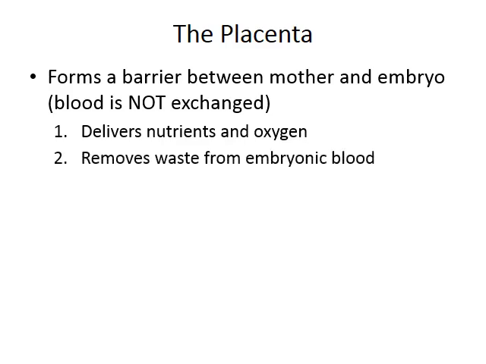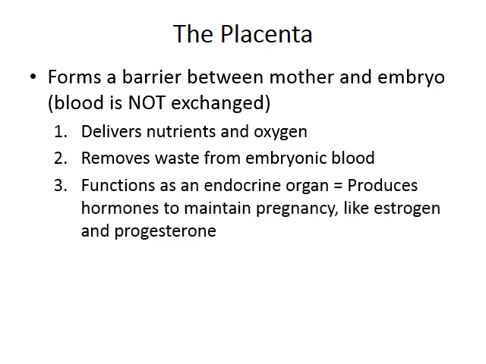Secondly, there are going to be wastes produced as the embryo grows and develops, and these wastes have to be excreted, so they will exit the embryo through the umbilical cord and placenta. And then the third is that the placenta acts as an endocrine organ. It is going to be producing hormones that help maintain the pregnancy.